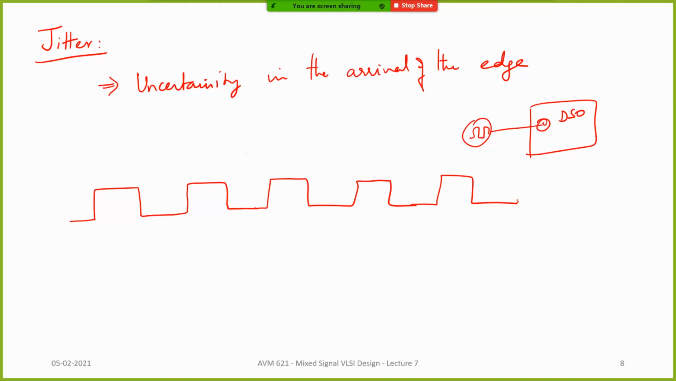In other words, let us, for example, take a 1 megahertz clock. Let's say the clock frequency is 1 megahertz. Now, what is the time period for this clock? 1 microsecond, correct. So what do you expect? Let's say this is time t equal to 0. You expect this to come exactly at 1 microsecond. This should come at 2 microseconds. This should be at 3 microseconds. This should be at 4 microseconds.